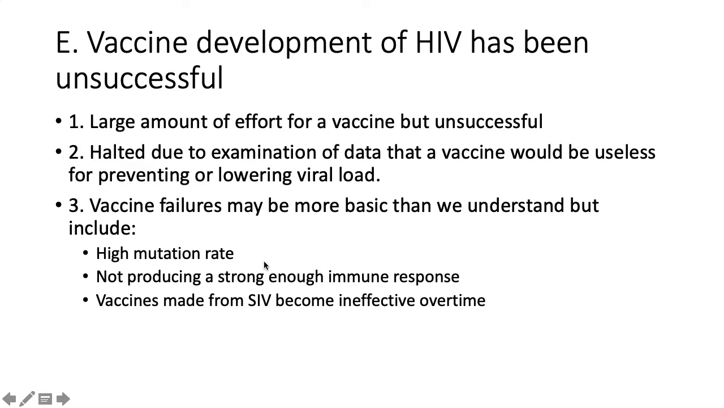High mutation rates, because of that reverse transcriptase. Another one is, if they did develop a trial vaccine, it didn't produce a strong enough immune response. And if you didn't mount a strong enough immune response, then your immune system may not recognize it and not be able to fight it off.